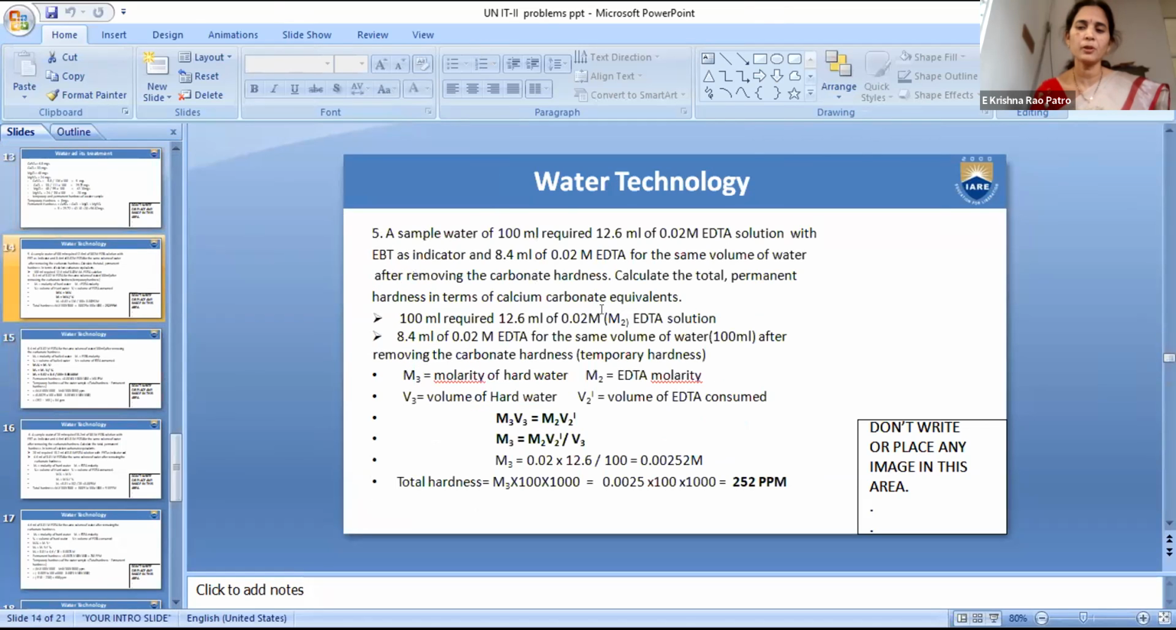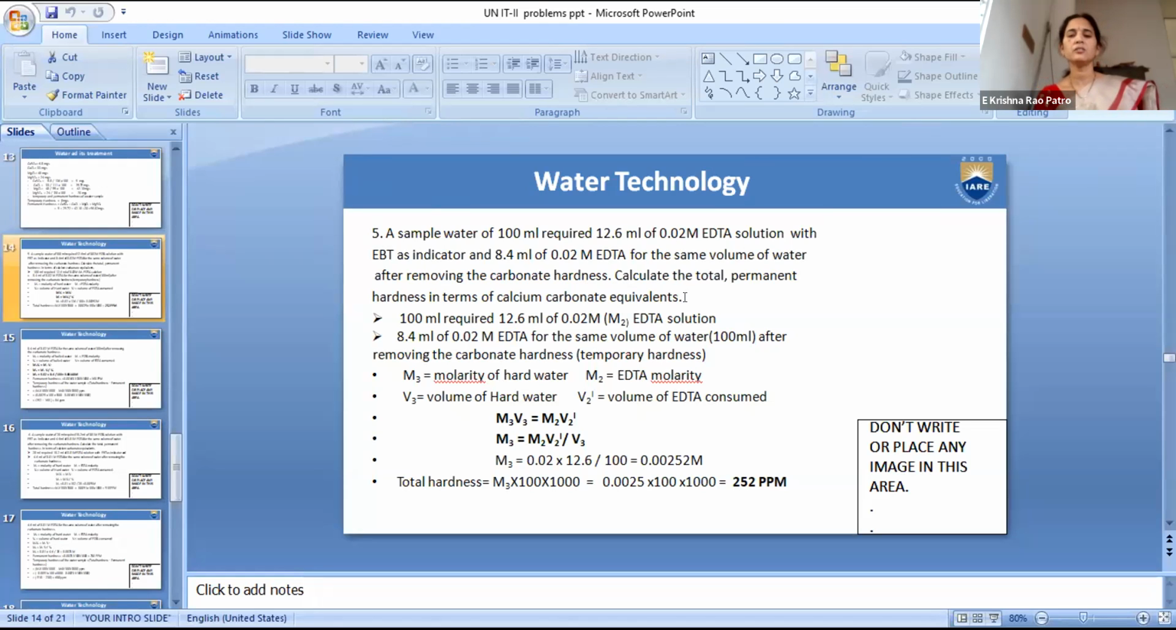Now students, all of you copy this problem in your notes. A sample water of 100 ml required 12.6 ml of 0.02 molar EDTA solution with EBT as indicator. And 8.4 ml of 0.02 molar EDTA for the same volume of water after removing the carbonate hardness.